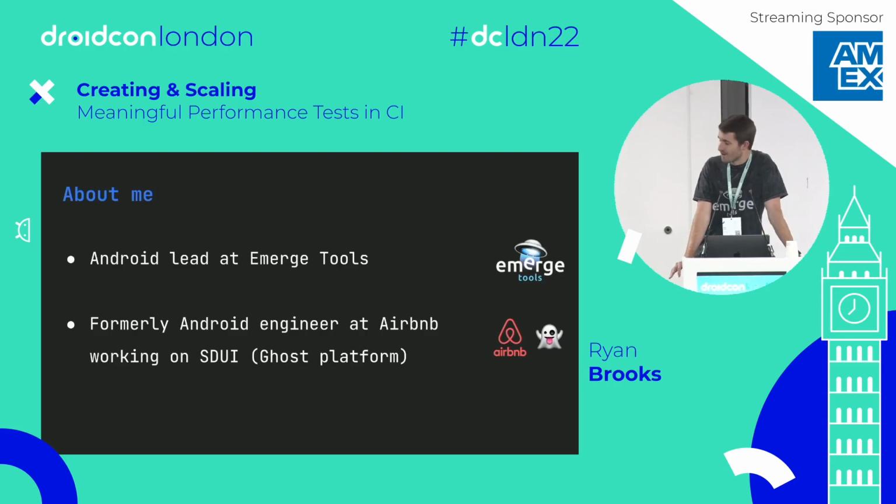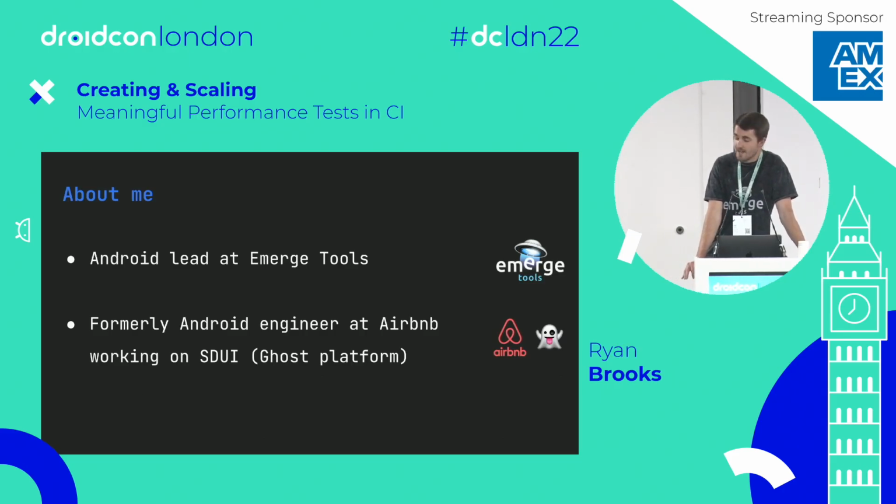Before Emerge, I was at Airbnb for about 3 years working on Android. I specifically worked on their server-driven UI platform called Ghost Platform. There's a nice blog post out about it, if you might have seen it before. Which immersed me into the importance of performance at scale.